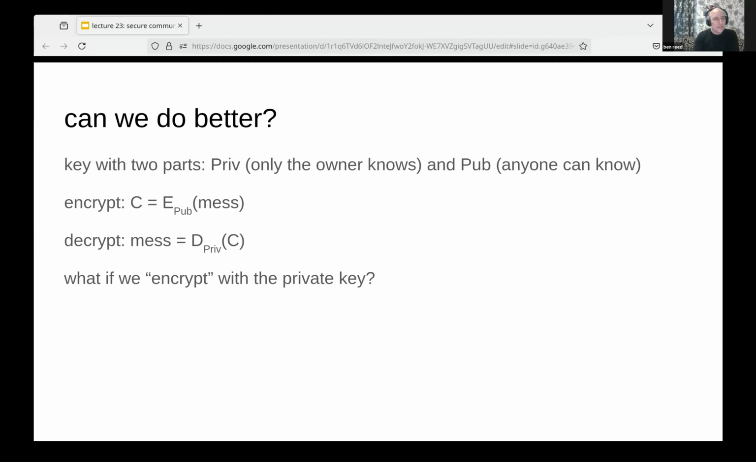I'm curious. Does anybody have a good definition of what public key crypto is? So blockchain uses public key crypto. Also, the web browsers use public key crypto. We'll see that in a few minutes.